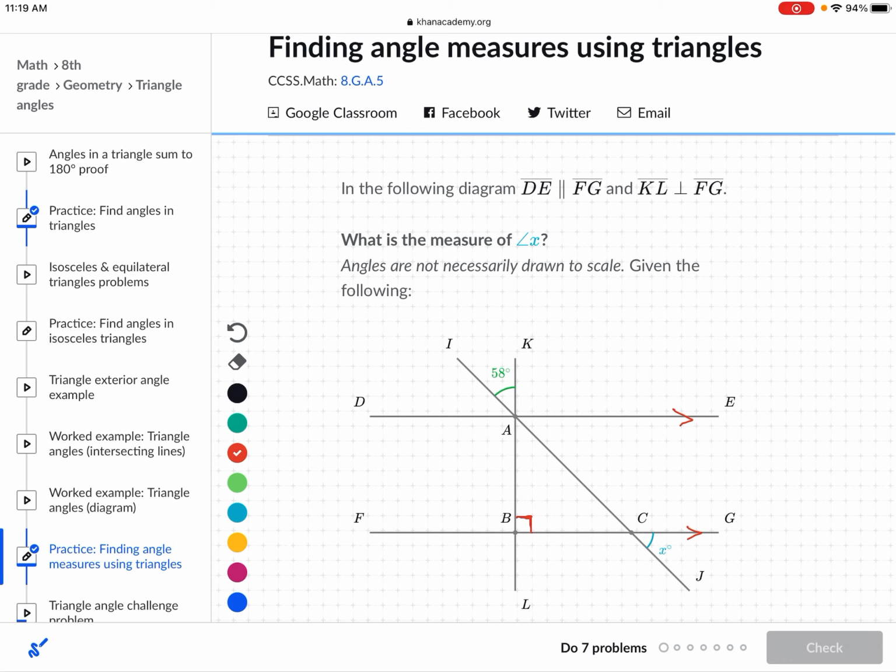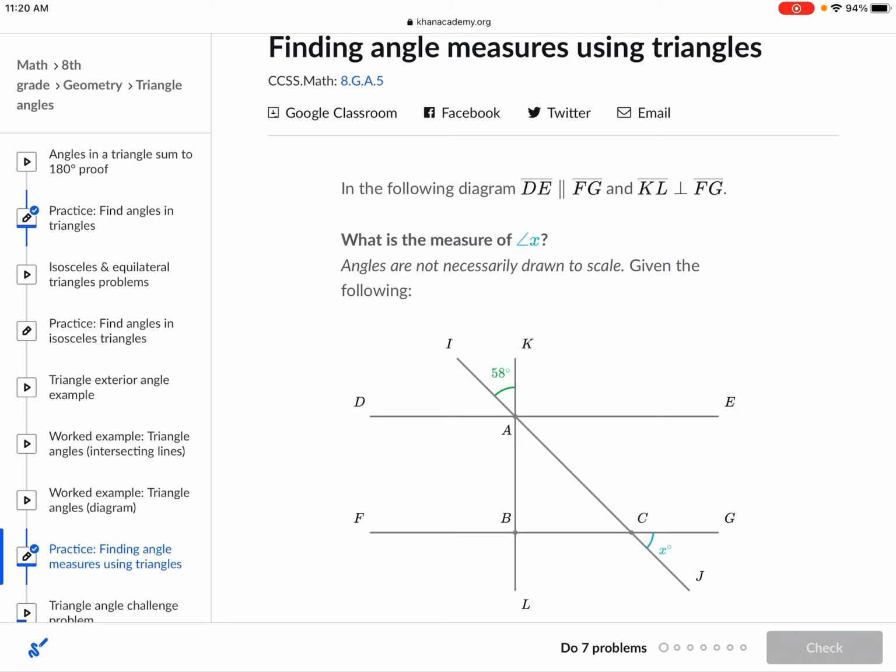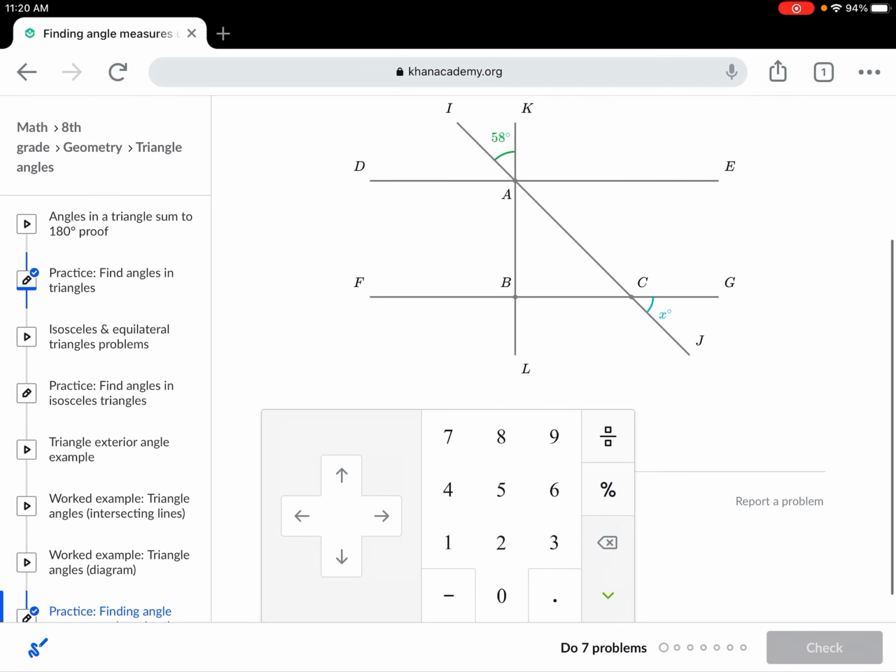So first, this angle is a vertical angle with 58, so they are congruent. So that's also 58 degrees. And because now we have a right triangle, 58 plus 90 is going to be 148. And 180 minus 148 is going to make this angle 32 degrees. So X is also going to be 32. So we're going to put in 32.